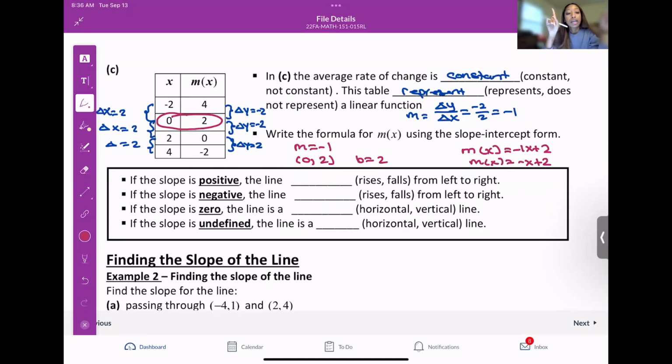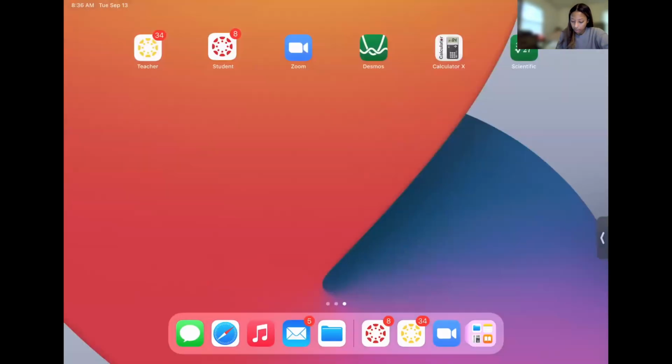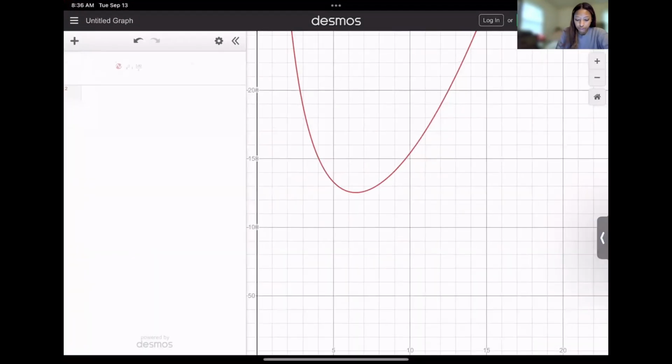All right, now we're going to take a moment to talk about how the slope of a line determines the way that we graph the line. Is it going to be increasing, decreasing, vertical, or horizontal? I'm going to go to Desmos really quickly, and we'll look at a couple of linear functions.